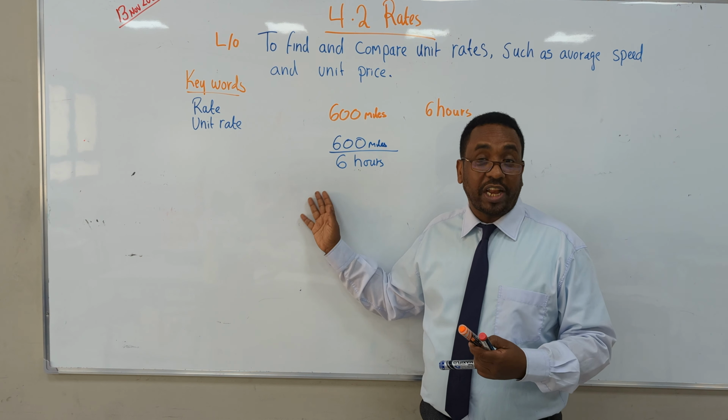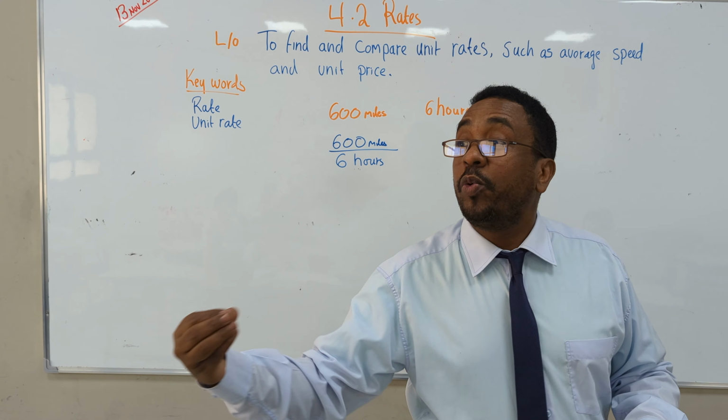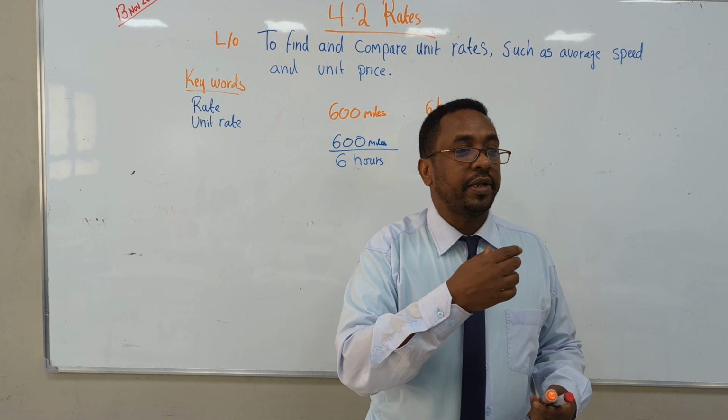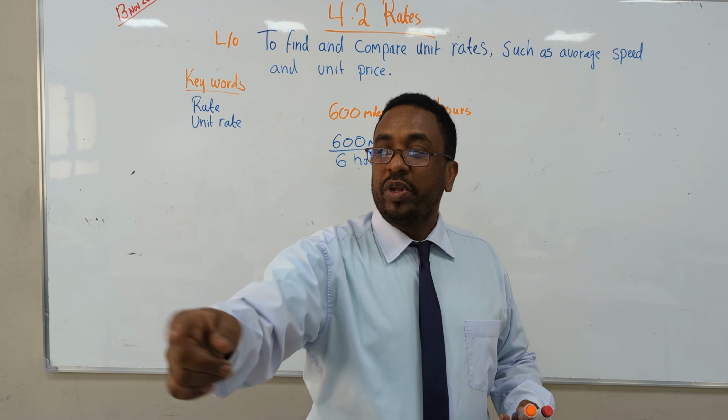We need to learn to simplify. We already did that in the last lesson. How do we simplify a ratio or a fraction? We divide. What do we divide? The two numbers, 600 miles and 6 hours. To simplify, we divide both by the same number. What number goes into 600 and also into 6? 6 will be the one.